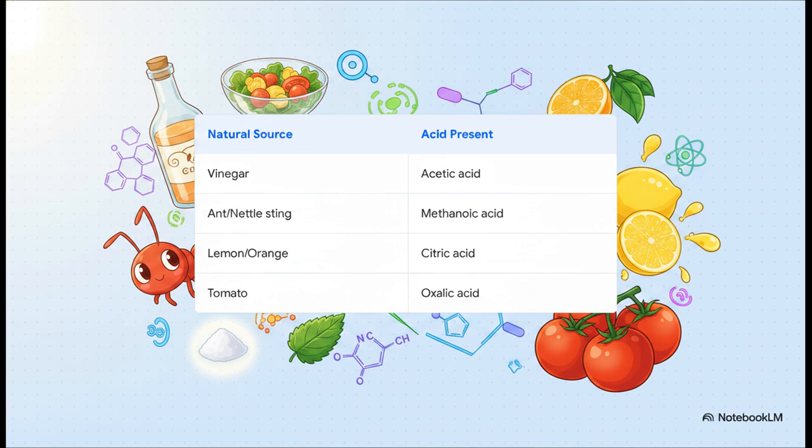Okay, these natural acid pairings are prime targets for applied chemistry word problems. You definitely need to know them. Vinegar has acetic acid. An ant or nettle sting hits you with methanoic acid, which, by the way, is exactly why rubbing a mild base like baking soda on a bee sting actually stops the pain. Citrus fruits like lemons and oranges are packed with citric acid, and tomatoes have oxalic acid. Just take a mental snapshot of this list.